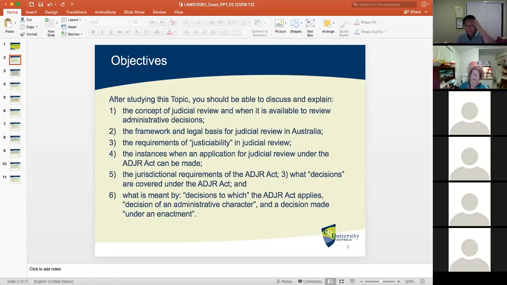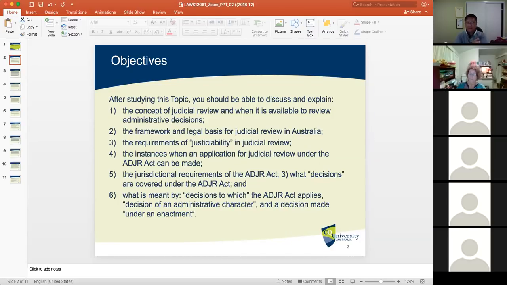Now, let me just clarify as well, as far as section 75.5 of the Constitution is concerned, and section 39B of the Judiciary Act of 1903 (Commonwealth) is concerned, we're speaking of writs of prohibition or mandamus or an injunction against an officer of the Commonwealth. Okay, we're clear? Now, let's assume that an executive decision is made not by an officer of the Commonwealth.